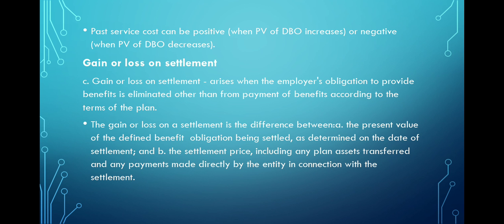Gain or loss on settlement arises when the employer's obligation to provide benefits is eliminated other than from payment of benefits according to the terms of the plan. The gain or loss on a settlement is the difference between A, the present value of the defined benefit obligation being settled as determined on the date of settlement, and B, the settlement price including any plan assets transferred and any payments made directly by the entity in connection with the settlement.